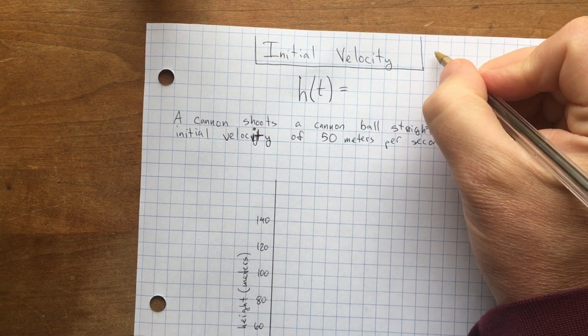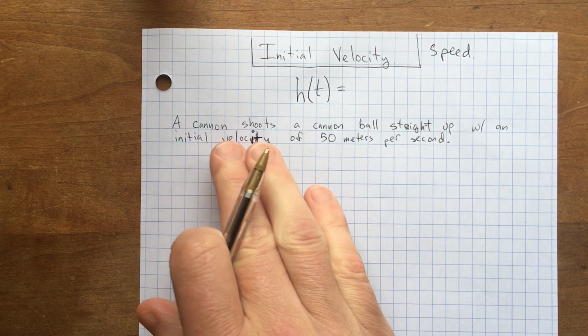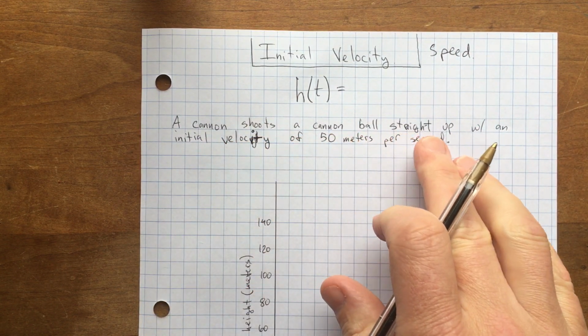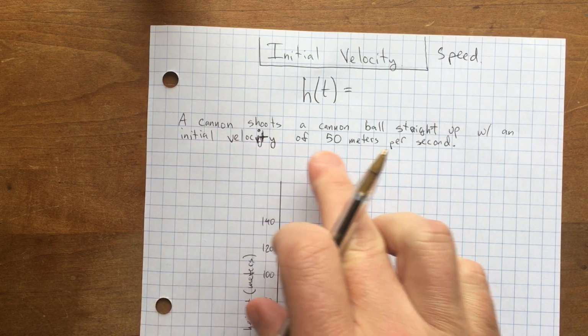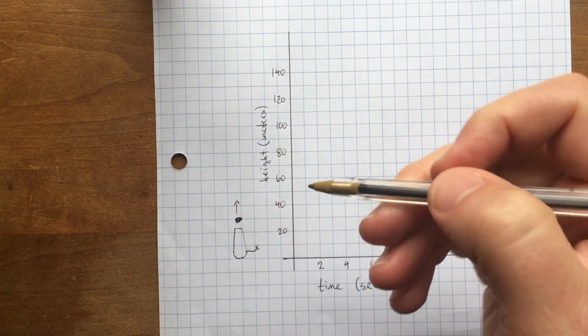Velocity is a word that really just means speed, but velocity actually has direction also. So a cannon shoots a cannonball straight up with an initial velocity of 50 meters per second. Here's that cannon, and that cannonball is being shot straight up.